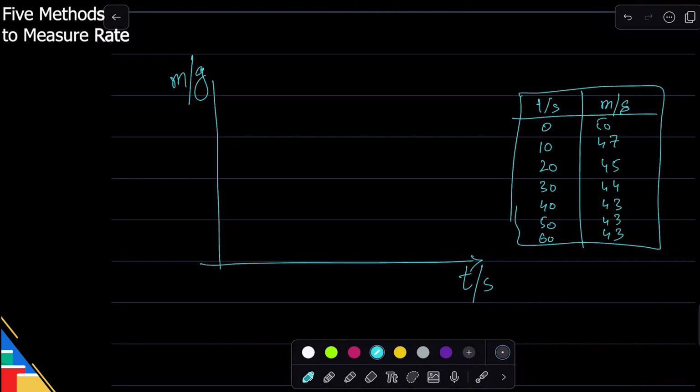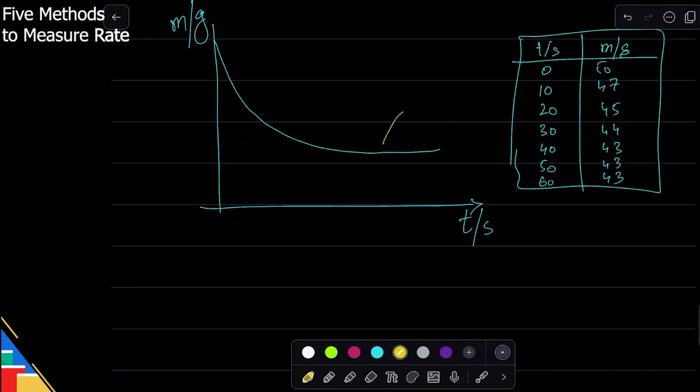40 seconds. Yes, 40. Okay, so the value is repeating here. Now, when we draw this, we will see a graph that goes like this. Notice two things here. One, the value does not become 0.